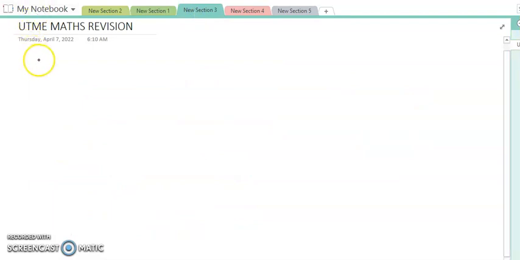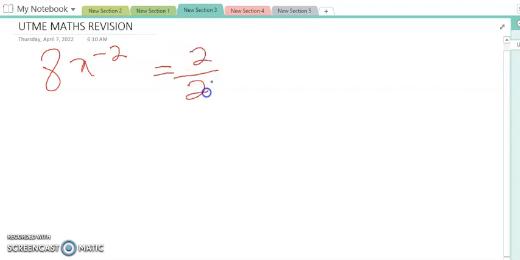This question is very interesting. It says 8x raised to power minus 2 equals 2 over 25.